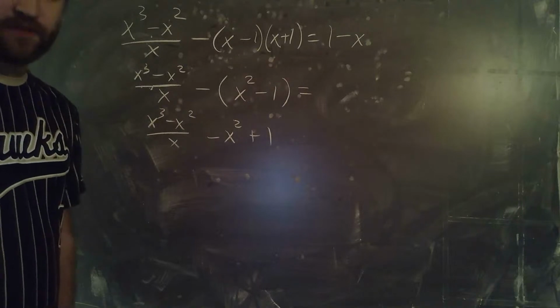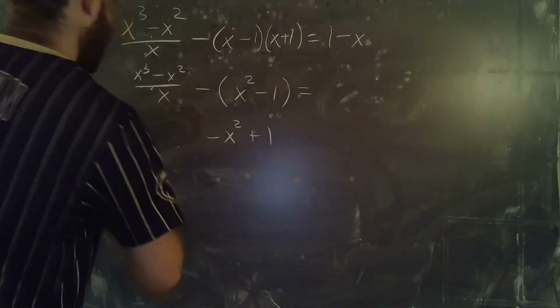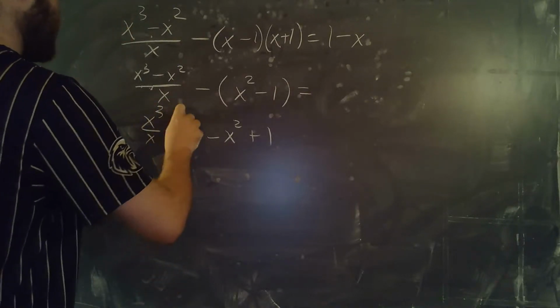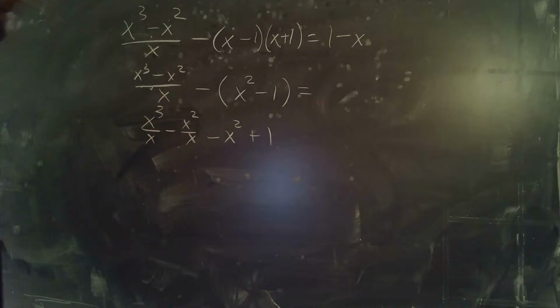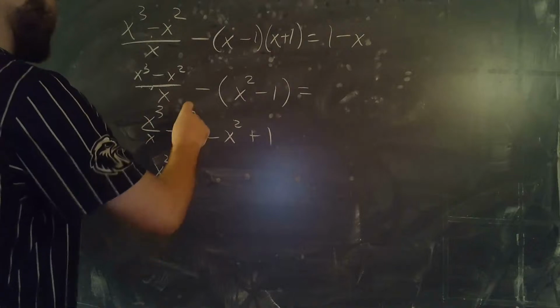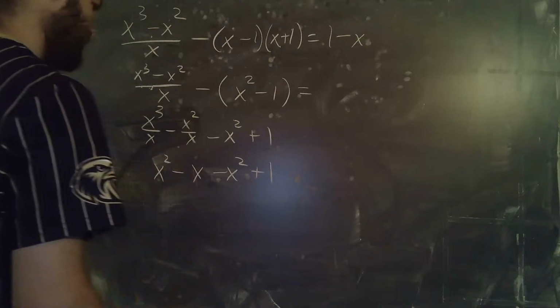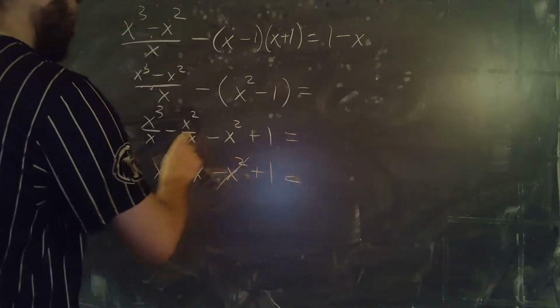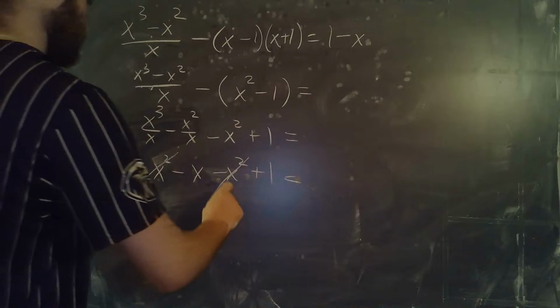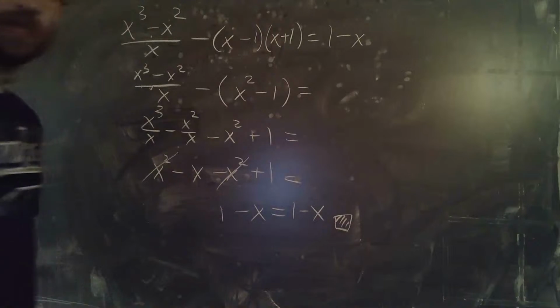And notice that I could very easily write x to the third minus x squared over x as x to the third over x minus x to the second over x, because they are both in a common denominator. But that just allows me to reduce the powers of x here. So x to the third dividing out 1 x gives me x squared. x to the second dividing out 1 x gives me minus x. Then I'll have minus x squared plus 1. Noticing here that the x squareds cancel, which leaves me with negative x plus 1, or in other words, 1 minus x, which is precisely the result that we were trying to get.